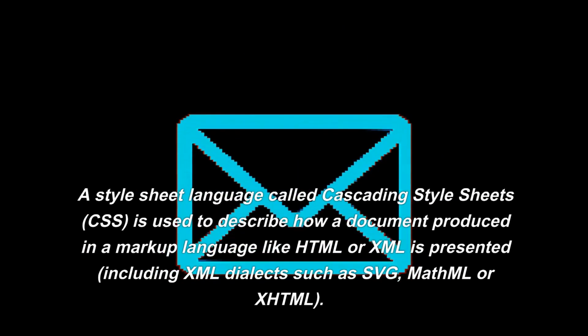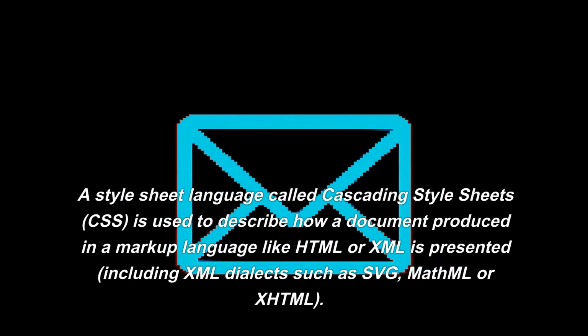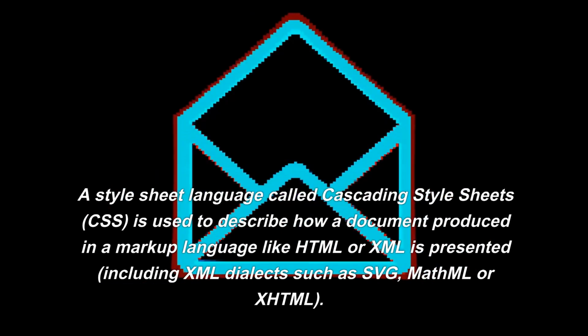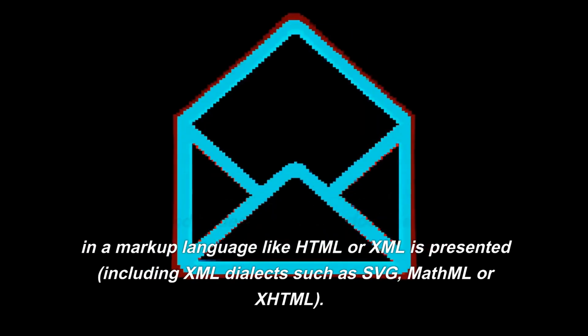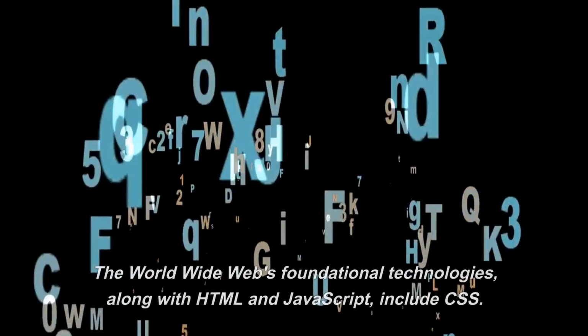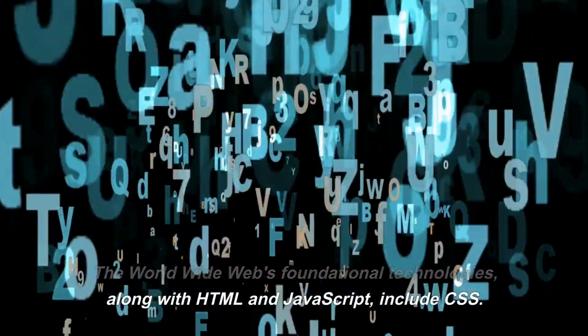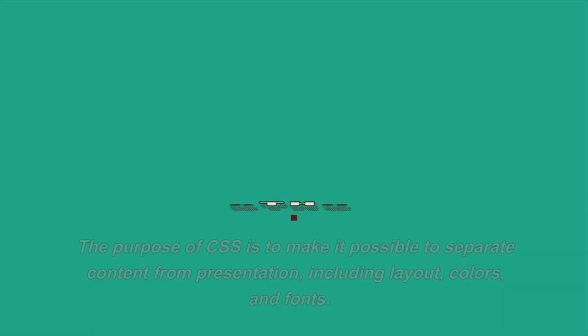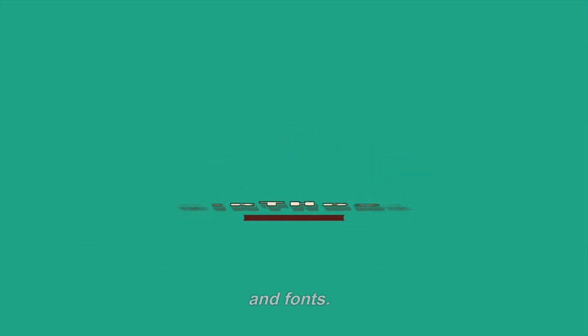A style sheet language called Cascading Style Sheets (CSS) is used to describe how a document produced in a markup language like HTML or XML is presented, including XML dialects such as SVG, MathML, or XHTML. The World Wide Web's foundational technologies, along with HTML and JavaScript, include CSS. The purpose of CSS is to make it possible to separate content from presentation, including layout, colors, and fonts.